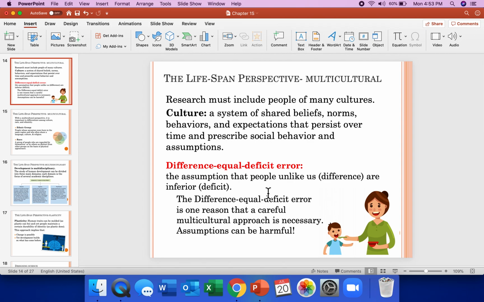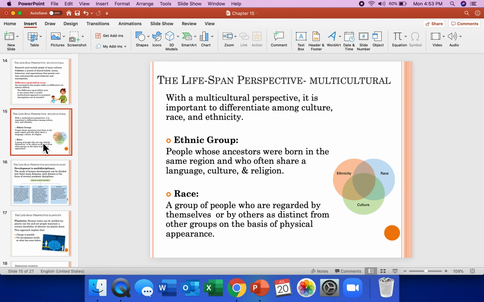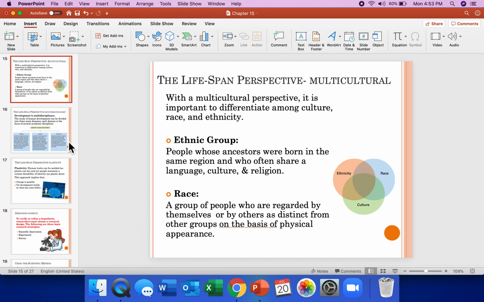So it's very important to take culture into consideration when we're looking at development, so we don't fall into the trap of the assumption of differences being deficit. Another context that we need to take into consideration is the ethnic background and racial background.